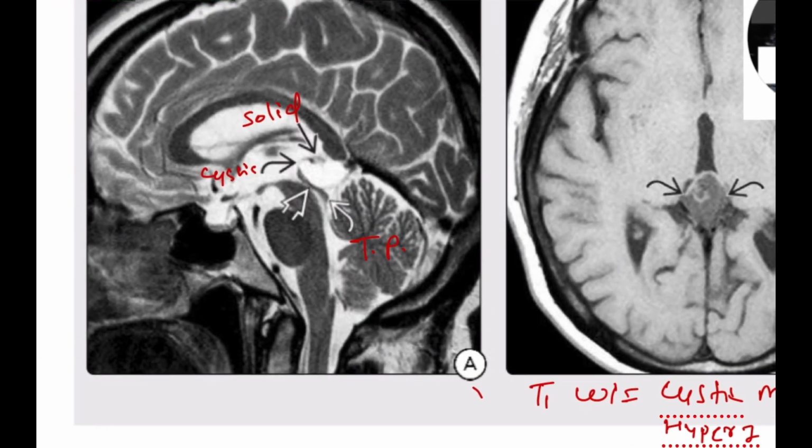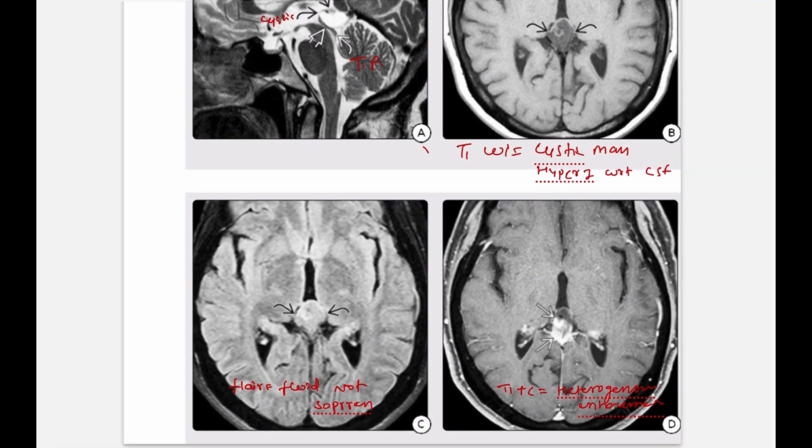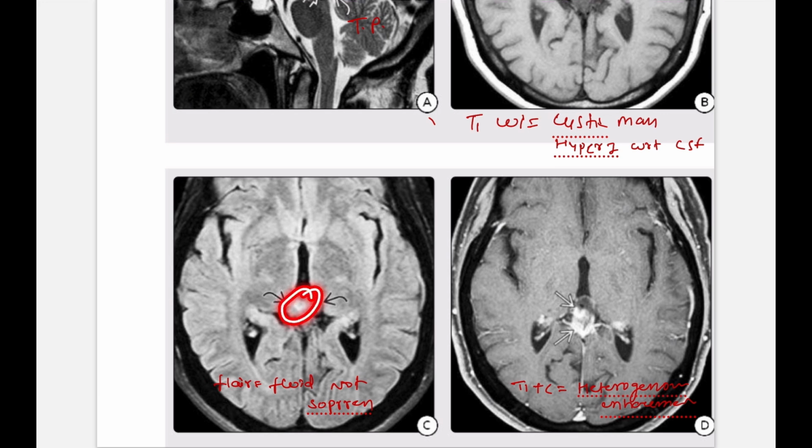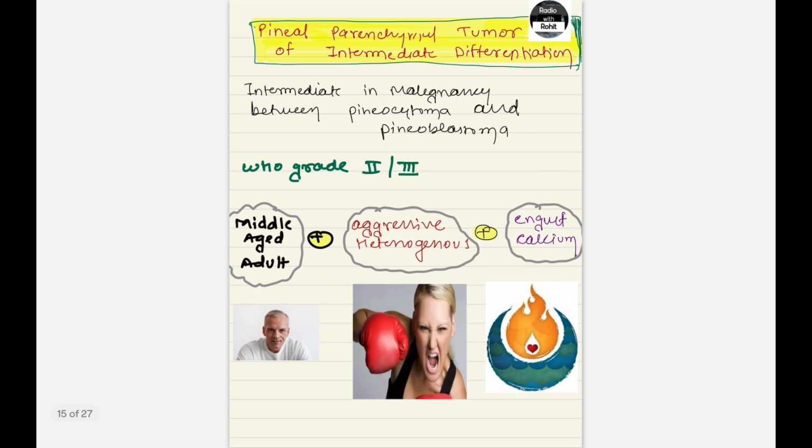Another image with a beautiful T2 weighting with solid mass and cystic areas present, pineocytoma, and this is the T1 weighted image. So the cystic mass is hyperintense with respect to the CSF. CSF is hypointense while the mass is somewhat hyperintense. On FLAIR, there is no suppression of the fluid. We can see that CSF is hypointense while our fluid is not hypointense. Heterogeneous enhancement is seen only on the post-gad or post-contrast study. So pineocytoma.